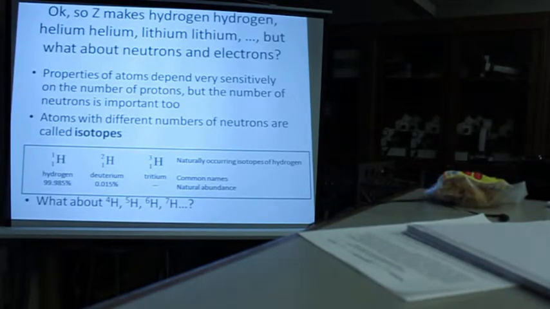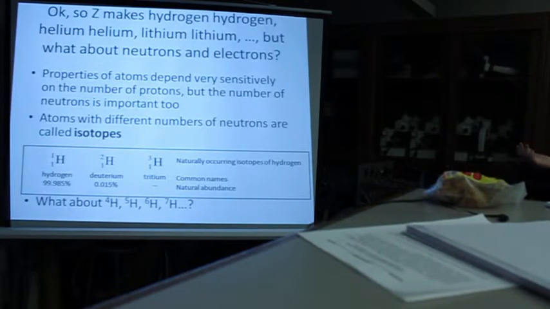So the Z number is what distinguishes these things from each other. But how do the neutrons and electrons come into this? We know they're important parts of the atoms, they're definitely there, so presumably they play some role in what's going on. But what role do the neutrons and electrons actually play?